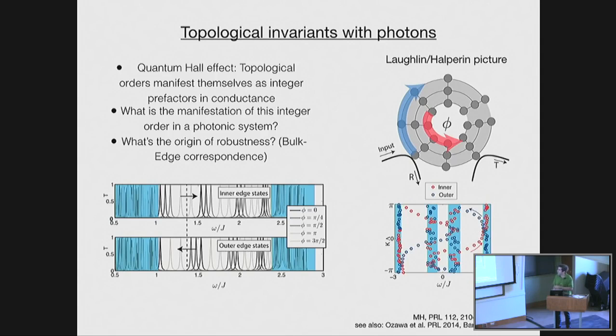In particular, if I change phi from 0 to 2 pi, this peak should move and come here, etc. If the winding number is 2, then it should move by 2. If the winding number is -1, it should move in the opposite direction. Okay?